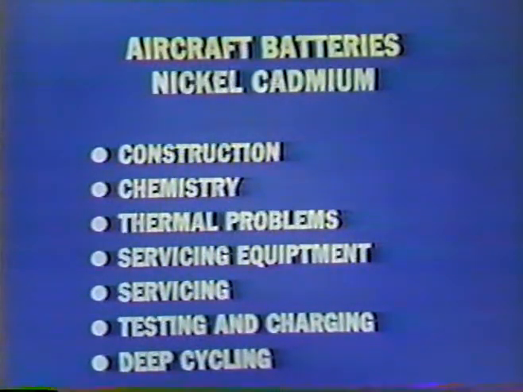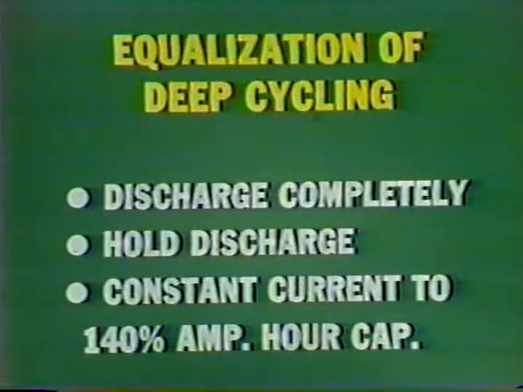The deep cycling procedure. A battery can lose some of its capacity if one or more of the cells is out of balance with the others. To remedy this situation, the battery must be deep cycled. During deep cycling, the battery is completely discharged, allowed to remain in this condition for the period of time specified by the manufacturer, then charged back to 140% of its ampere-hour capacity using a constant current charge.